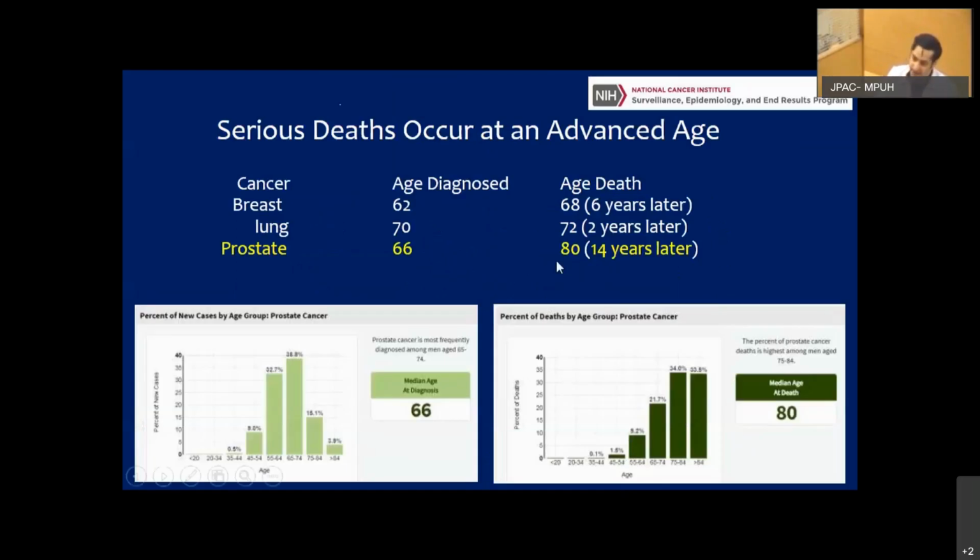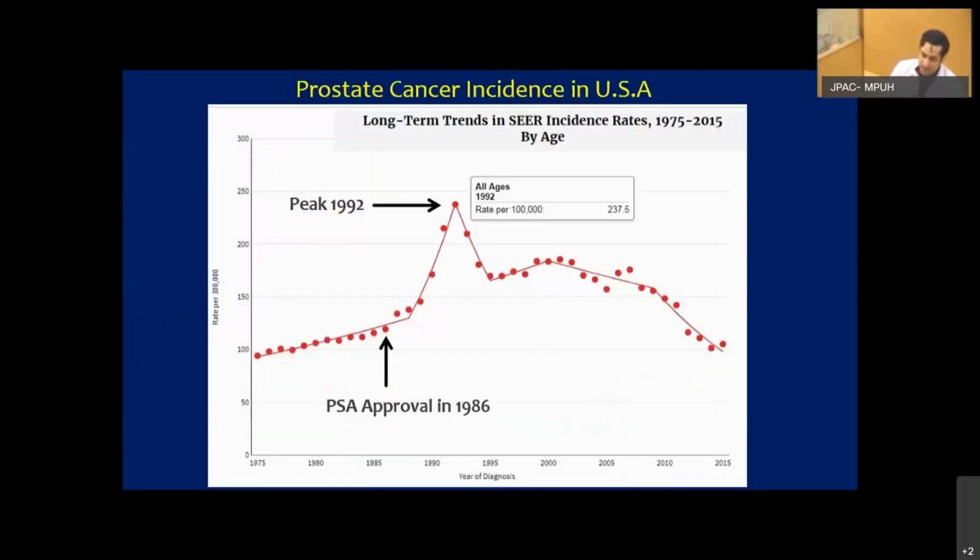The mean age at diagnosis of prostate cancer is 66, while the average age at death is 80. That is, we have a 14-year period where patients live with prostate cancer. Now we see the cancer incidence in the USA. From 1975, it was hovering around 100 per 100,000 population. Then in 1986, PSA got approved. As PSA got approved, more and more prostate cancers started being diagnosed, and the peak reached 237.5 per 100,000 population. It then decreased, stabilized at around 150, and is now slightly decreasing till 2015.